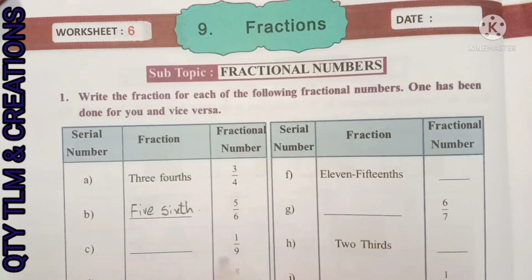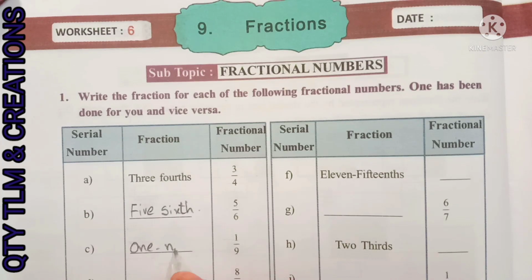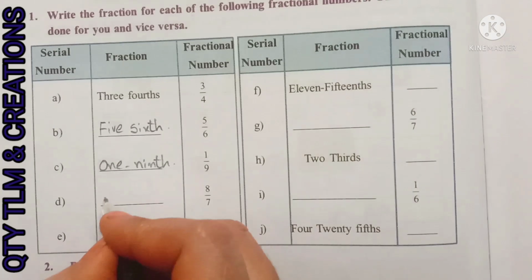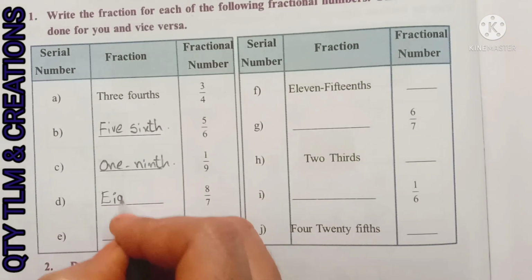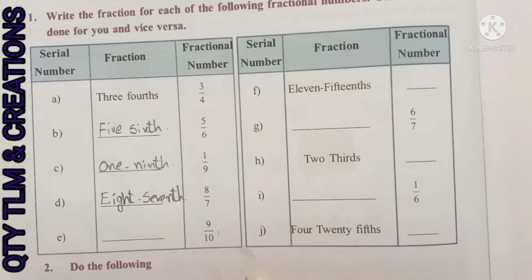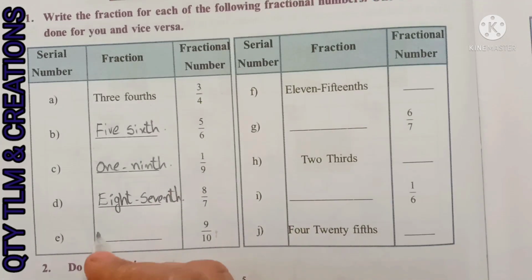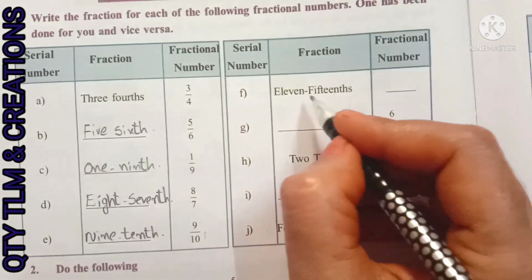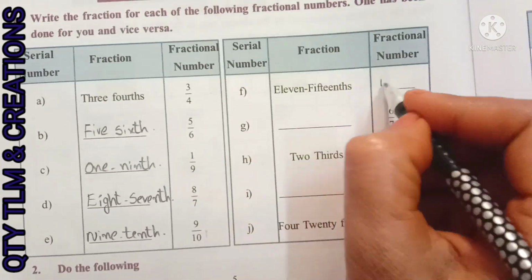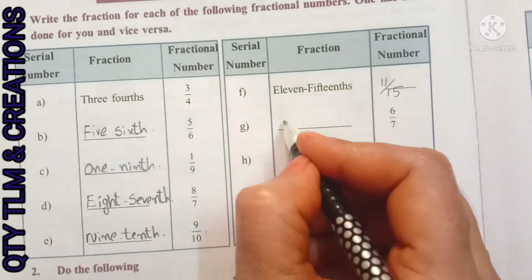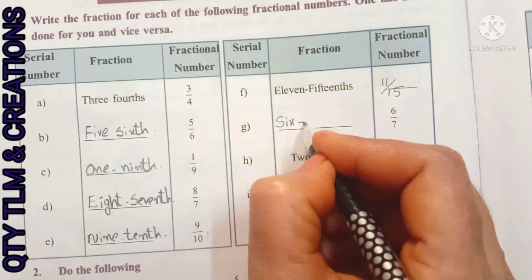Next, 1 by 9. 1 9th. Next, D. 8 by 7. 8 7th. Next, 9 by 10. 9 10th. Next, F. 11 15th. 11 by 15. Next, 6 by 7. 6th 7th.